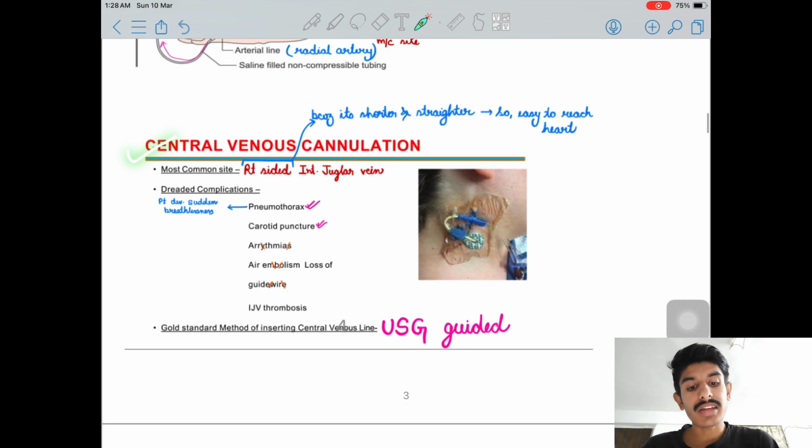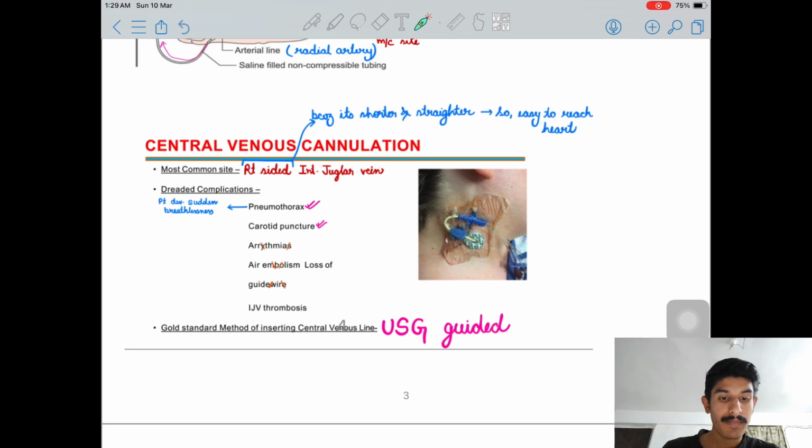Then the central venous cannula. The most common site for putting the central venous cannula is the right side, because it is shorter and straighter, so it can easily reach the heart. But there are so many complications, like pneumothorax can happen, carotid puncture can happen, and arrhythmia, air embolism and AV thrombosis can happen.